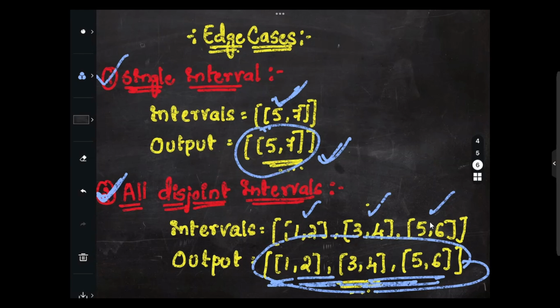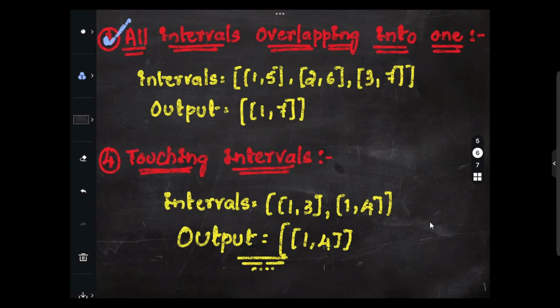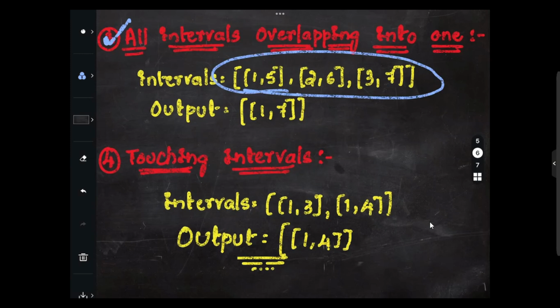Let's move on with the third edge case here. This is for the edge case all intervals overlapping into 1. So when I say all intervals overlapping into 1, this is for 1 comma 5, 2 comma 6 and 3 comma 7. So the output that we got here is 1 comma 7. When I say 1 comma 7, all intervals merge into the single interval, right?